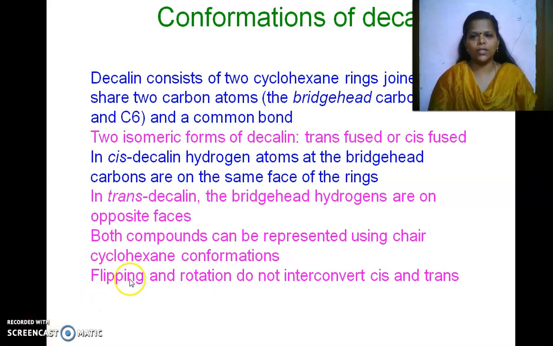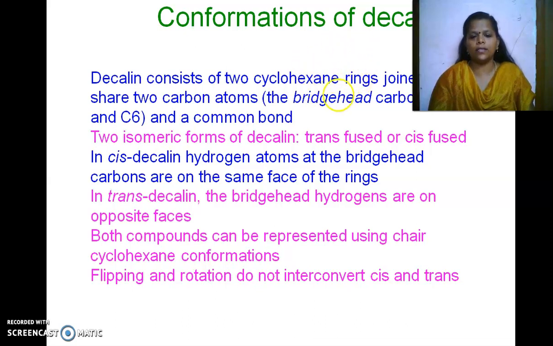Very good morning, students. In this session, we are going to see conformations, stability, and optical activity of decalins. Decalins consist of two cyclohexane rings joined to share two carbon atoms. They have two isomers, the cis isomer and the trans isomer. Whenever two cyclohexane rings are fused together, we get cis decalin and trans decalin.